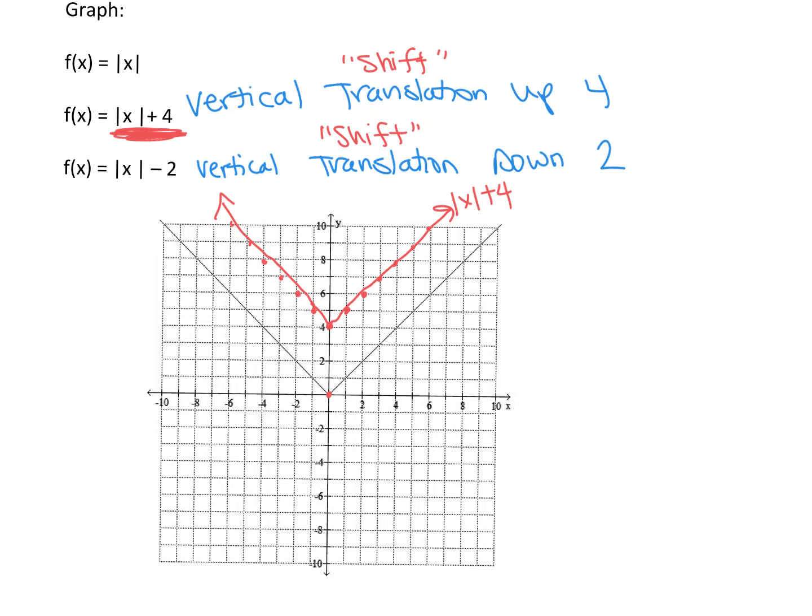And then to graph the absolute value of x minus 2, I would just shift my ordered pairs down 2. So this absolute value of x, we call it our parent function. And when we have transformations, we can apply our transformations to our parent function. So if I'm going to do the absolute value of x minus 2, I just take those ordered pairs on my parent function and move each of them down 2 to get my new ordered pairs.